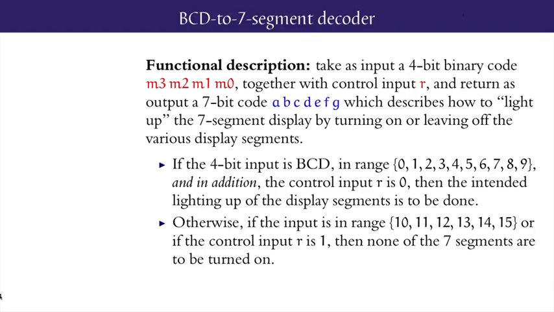The functional description is as follows. If the 4-bit binary code M is in BCD form, binary coded decimal, having decimal value in the range 0, 1, 2, 3 up to 9, and in addition the control input R is 0, then the intended lighting up of segments as shown earlier is to be effected. Otherwise, if either the 4-bit code M is not in BCD range, or the control input R has value 1, is active, then none of the 7 segments are to be turned on.